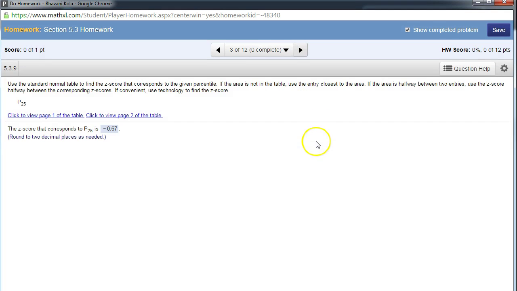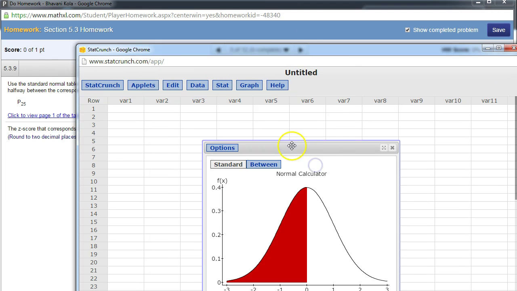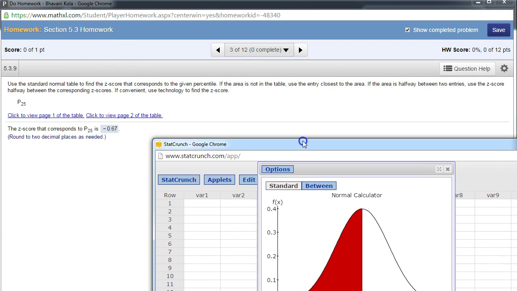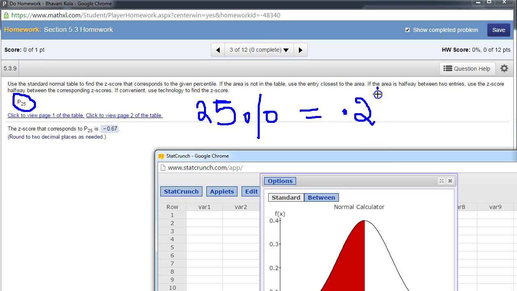I think we did this one. Let's see now, percentile. Same thing. I'm going to open up my StatCrunch. Stats, Calculators, Normal Curve. And in this problem, they're asking me to find the z-score for the given percentile, which is 25%. So remember, most of the students don't know that you have to change your percentage to a decimal. So 25% means that is 0.25. Make sure you do your homework on that. I'm not teaching how to change percentages to decimals.